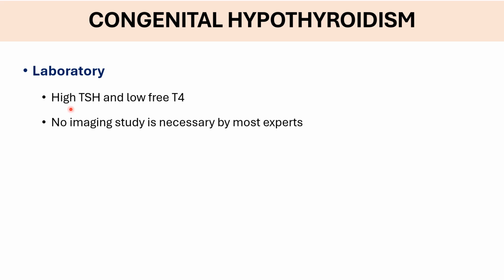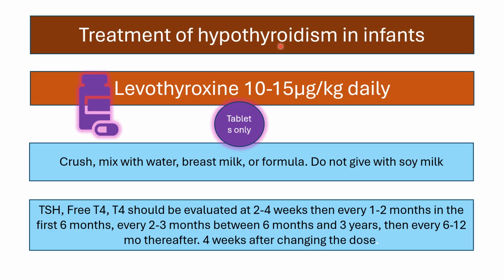Laboratory: high level of TSH and low or undetectable level of free T4. No imaging study is required by most experts. Treatment of hypothyroidism should be started as early as possible with levothyroxine, the dose is 10 to 15 microgram per kilo daily, and tablets only, no liquid. How to give tablets to an infant or newborn: crush it and mix it with water, breast milk, or formula.